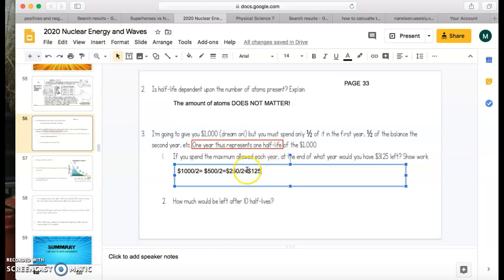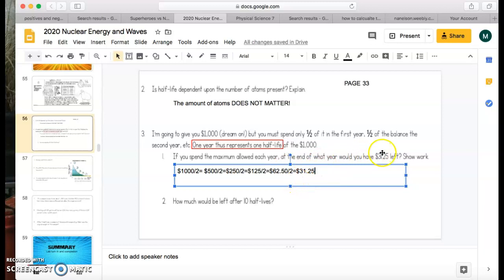So now we're still not to that 31.25 yet. We're going to take that 125 and we're going to divide it in half again. So we're going to go into year 4. So I'm going to divide that by 2. Now I only have $62.50 to live off of. We still haven't got to that 31.25, so we're going to divide it in half again. Now we've got to $31.25.